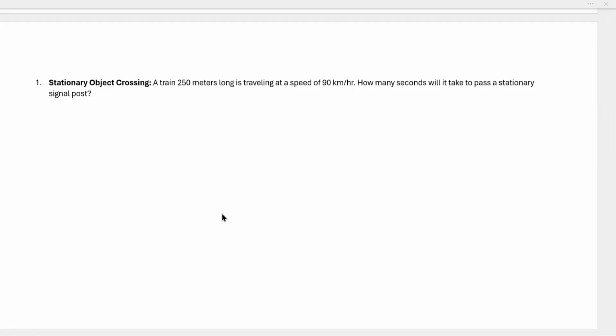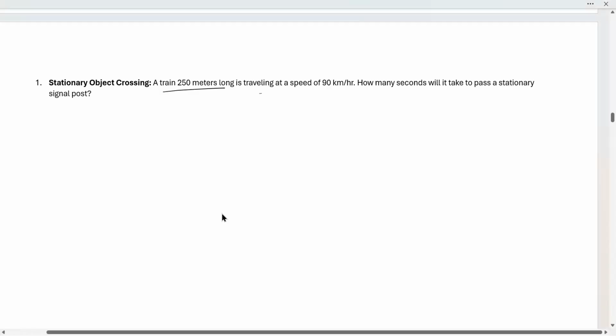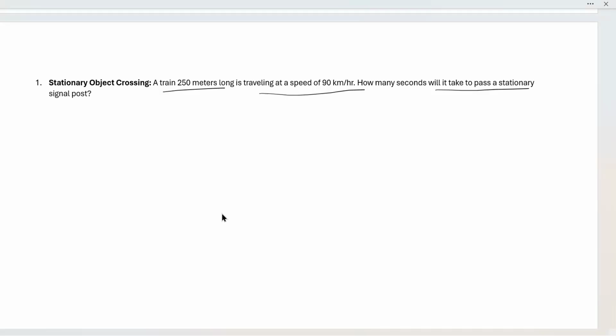We'll solve some questions based on the concepts that we discussed in the previous lecture. Starting with this, let's go to question number one. It says a train 250 meters long is traveling at a speed of 90 kilometers per hour. How many seconds will it take to pass a stationary signal post?